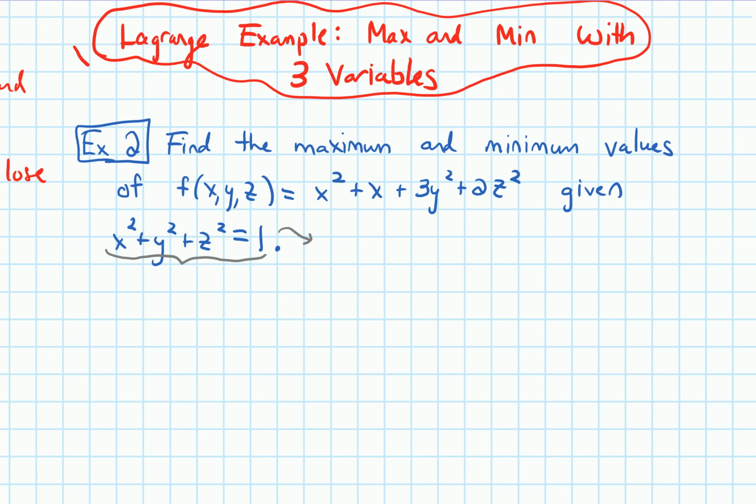So with the constraint, I want to rearrange it to get everything on one side. x squared plus y squared plus z squared minus 1 equals 0. And when I do that, the function that I have on this left-hand side, that is what we call g. All right, so now we are ready to construct our Lagrangian.